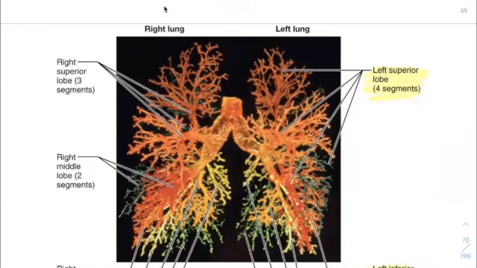This right lung has 3 different branches coming out in the superior lobe. Well, there's only 2 in that middle lobe, but there's 5 in that inferior lobe. So there are all those different branches that go out and feed, eventually, into those alveoli.